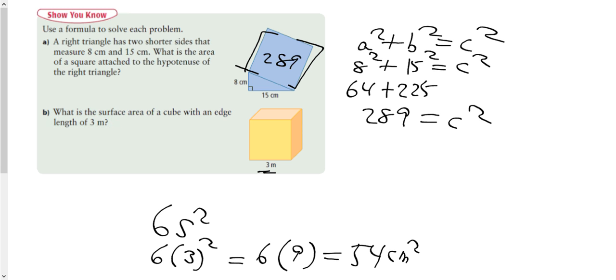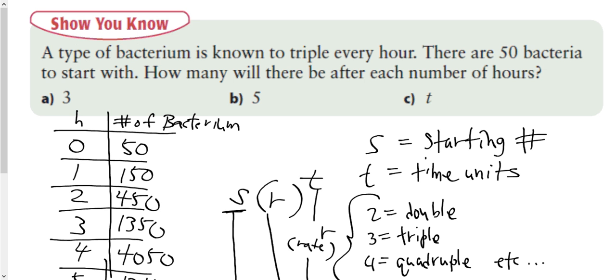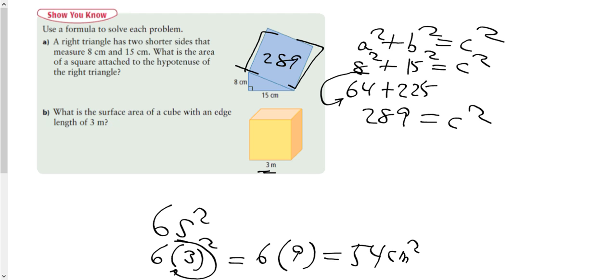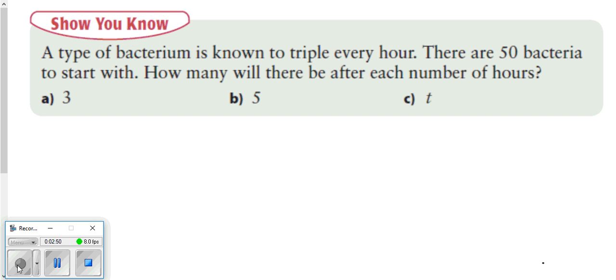So all we're really doing is applying exponents of 2 to the formulas that we learned in grade 8. Our second Show You Know says a type of bacterium is known to triple every hour. There are 50 bacteria to start with. How many would there be after each number of hours?